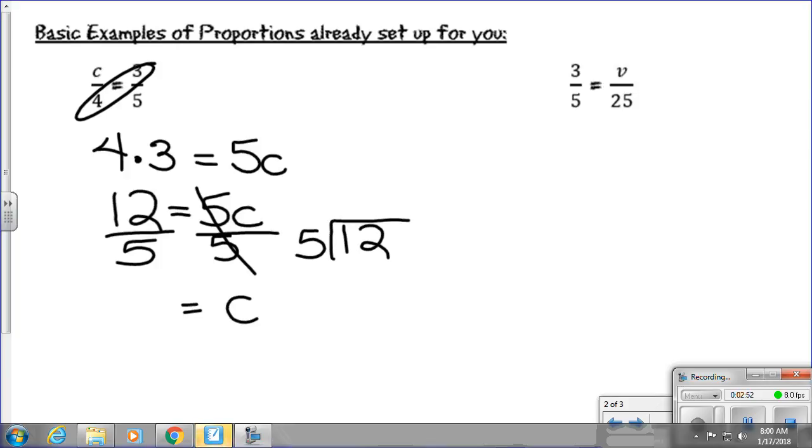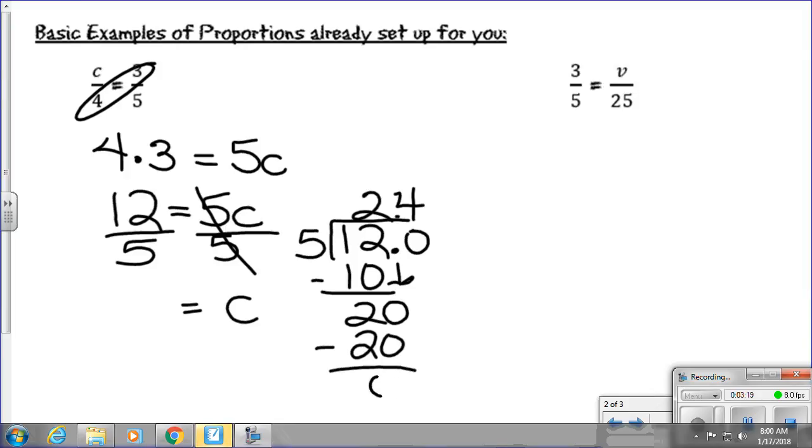Cross multiplying is a two-step process. It's multiplying and dividing. So 5 goes into 12 how many times? Twice. And remember, at 6th grade, we don't have remainders. We need a decimal and a 0. How many 5s in 20? 4. So C is equal to 2.4.